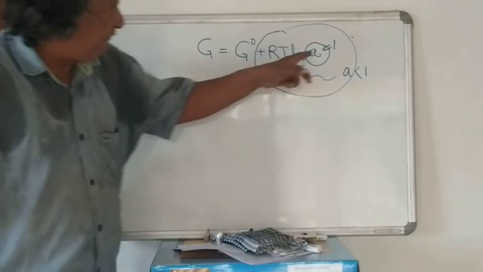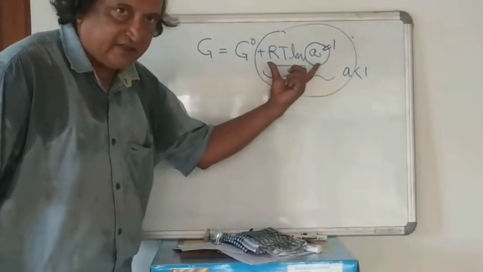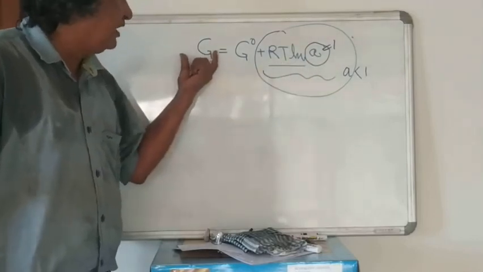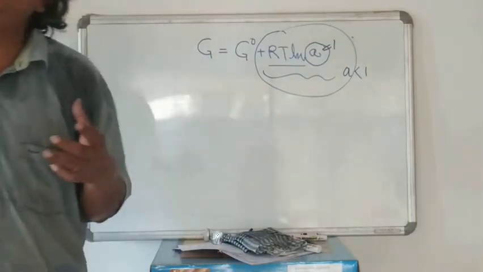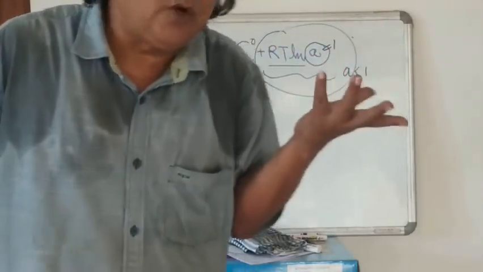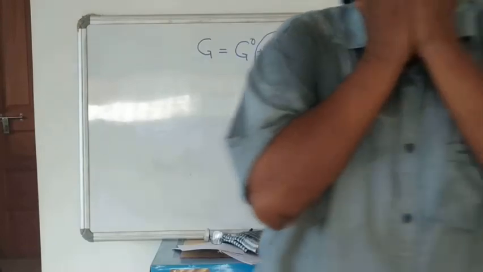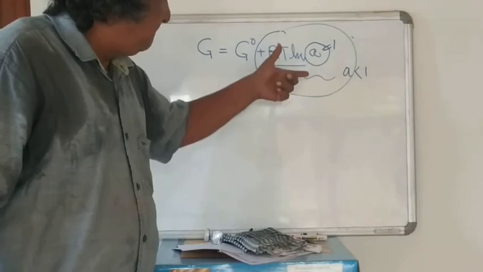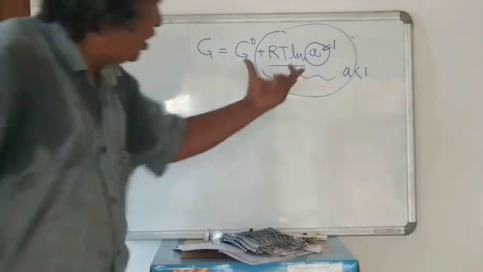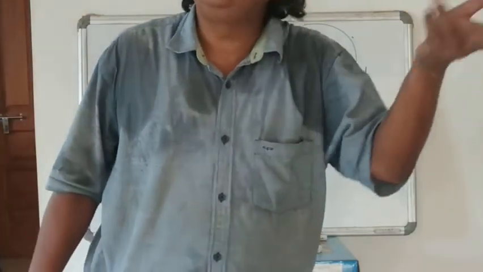And if you have an impure phase, then activity is less than one. That means this term is negative, and that means G is smaller than G zero. And what is G then? It is the free energy of the impurity. What does it include? The free energy of the purity, G zero, plus an algebraic addition of the free energy of impurity given by the term RT ln A.